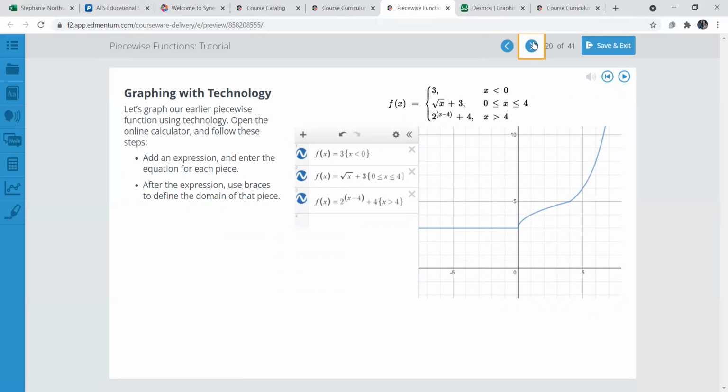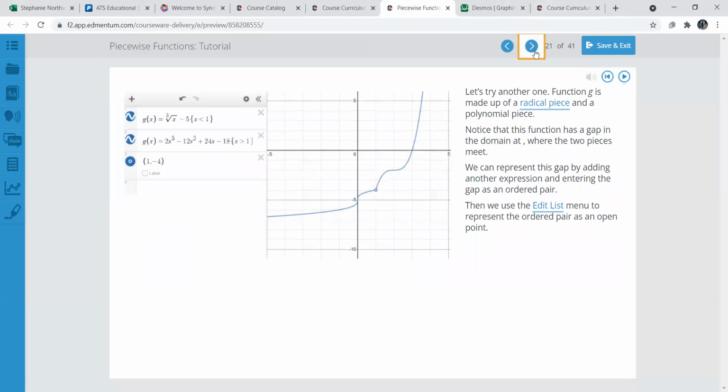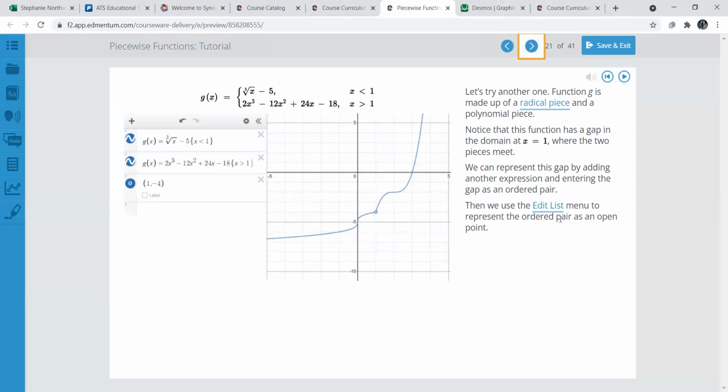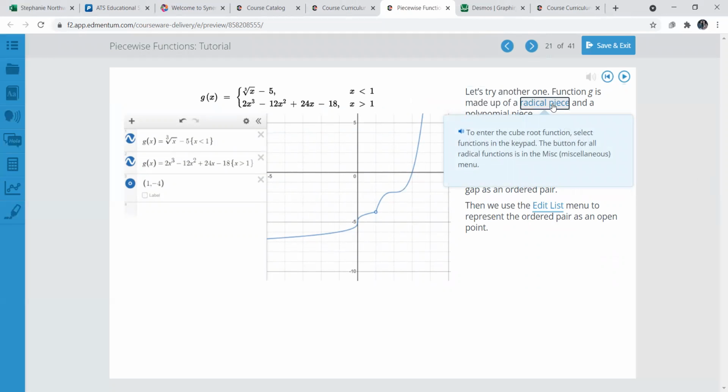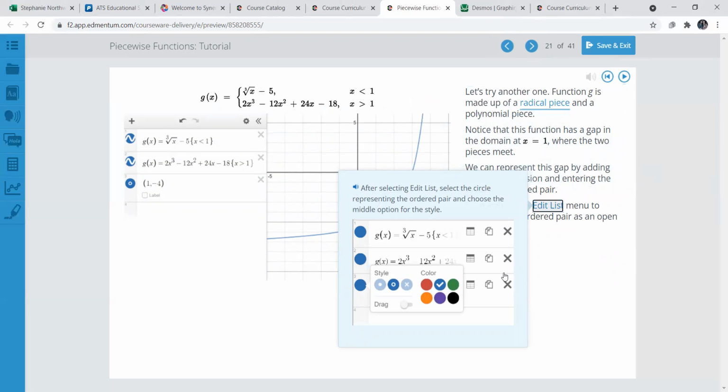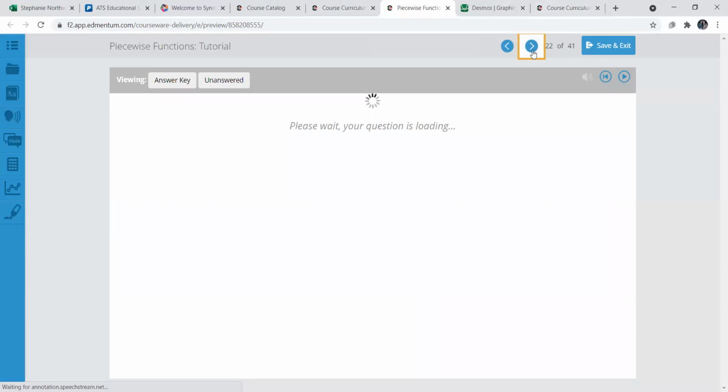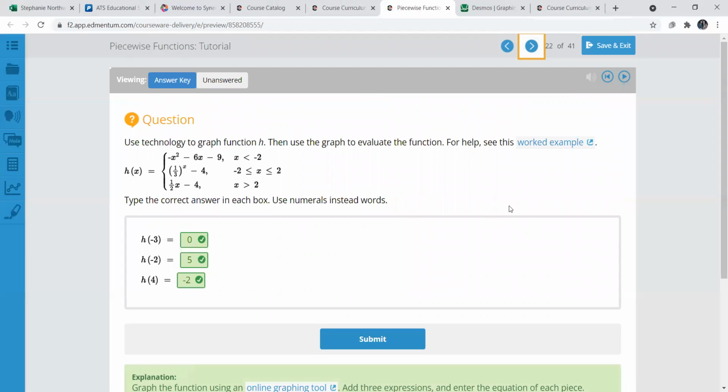Graphing with technology, again, shows you the online calculator and how to graph the different pieces of the functions. Good tools for you when you're trying to figure these out. If you're answering some of the questions, it makes it a little bit easier. So for a radical piece, to enter the cube root function, select functions in the keypad. That means you're putting the functions in the keypad over here. And the button for all the radical functions is miscellaneous. You use the edit list to figure out how to color code it, and when you're plotting your points down on the graph. So some of those might come in handy when you're answering the questions. You might want to refer back to how to graph it over here.